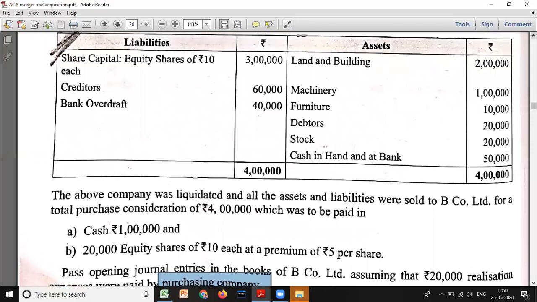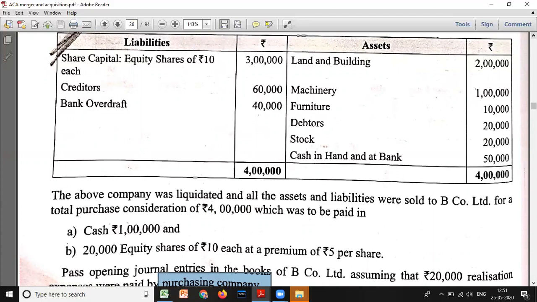Now, see, whenever you are solving a 6 marks and 14 marks question, please keep in mind you have to identify whether it is an amalgamation in the nature of merger or amalgamation in the nature of purchase. Pooling interest method or merger, both are same. Purchase method or amalgamation in the nature of purchase, both are same.